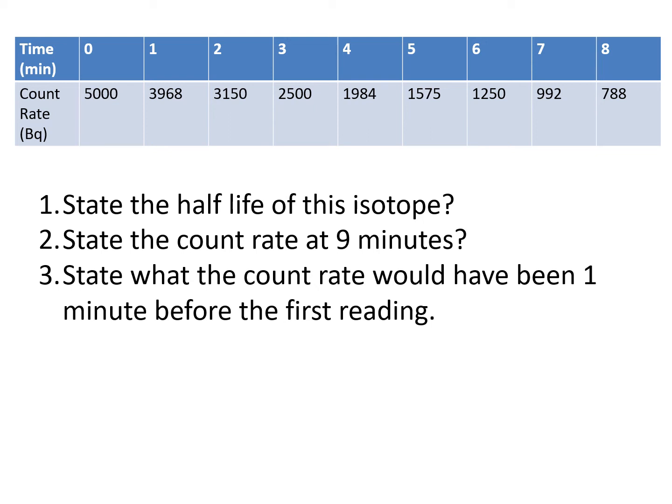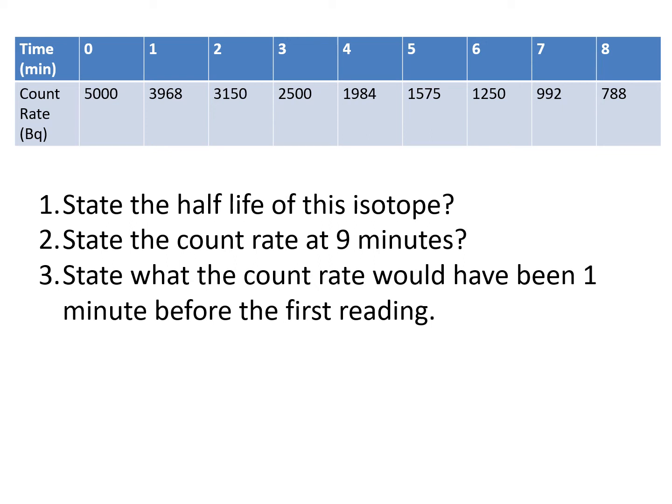Now let's double check. I want you to take your calculator and divide 3968 by 2. What answer do you get? You get 1984. So, let's check. 1 minute, 2 minutes, 3 minutes. Yes, it took 3 minutes to go from 3968 to 1984. So again, we've shown that this is the half-life.